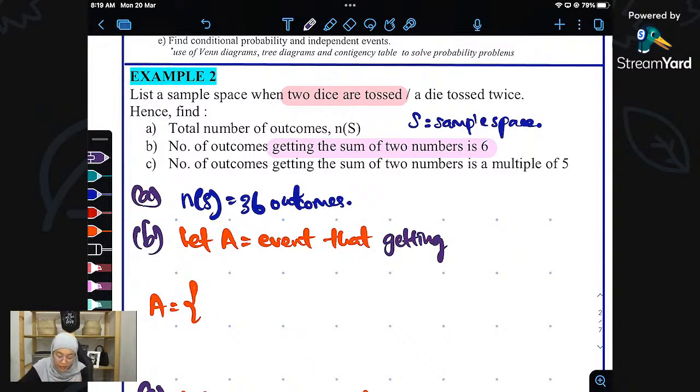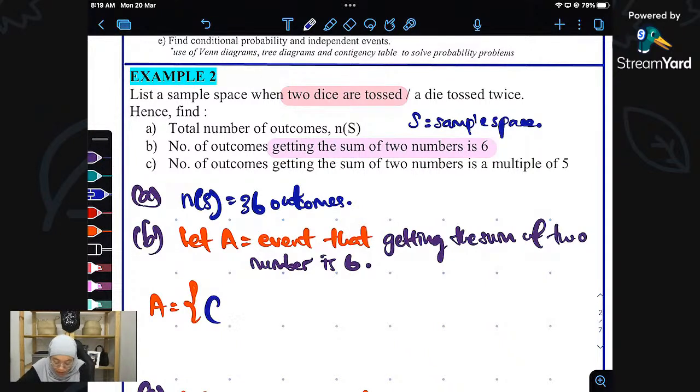Let A equal the event of getting the sum of two numbers is 6. Okay, so this is the beginning of the probability. Now I put A equals to the curly bracket of, okay, you start from 1 plus 5 will give you 6, isn't it? And then you start with 2 plus, or 5 plus 1 will also give you 6.